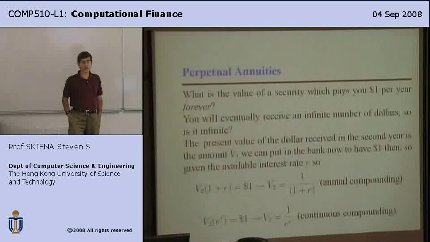So how many total dollars will you collect? An infinite amount of dollars. What would you pay for this security? Let's think about it. Before we just go ahead, has everybody actually priced it? What would you pay for a security that gives you $1 a year infinitely? Is it an infinite amount? How do we price what something like that is worth?